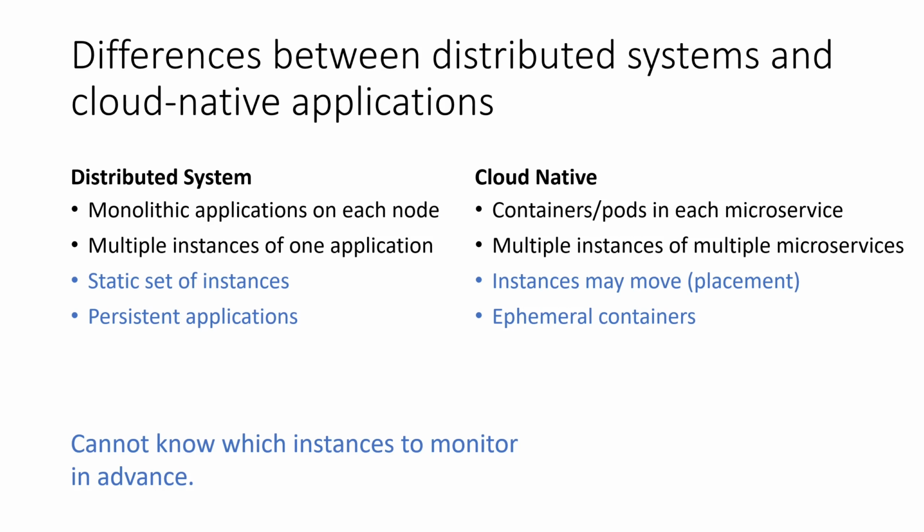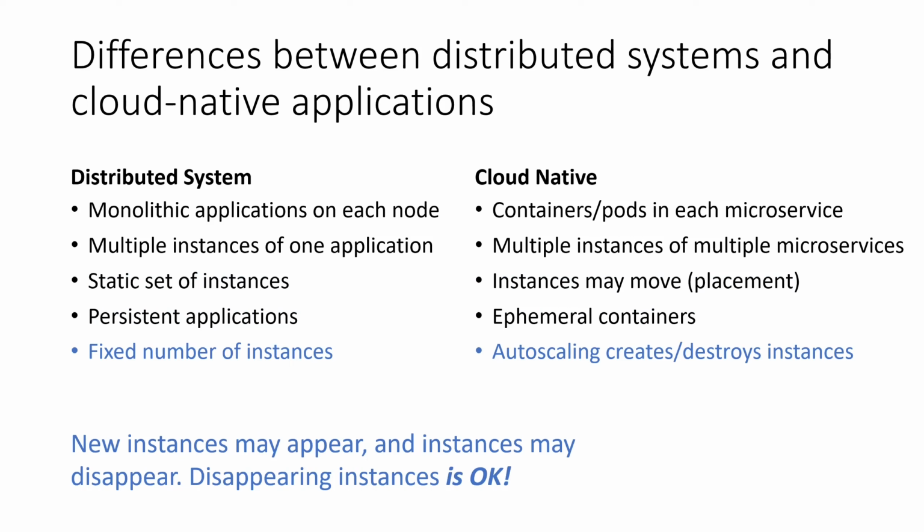and that instances can move and change over time. And finally, in a distributed system, the number of instances is usually fixed, but in cloud-native applications, auto-scaling creates and destroys instances all the time. So this also implies differences in how the monitoring system needs to operate.